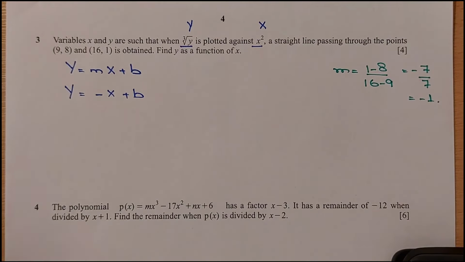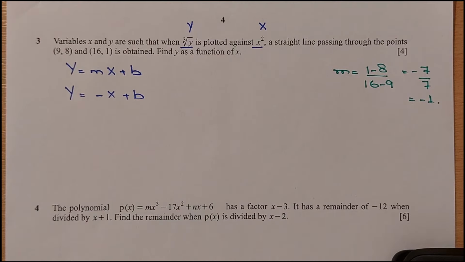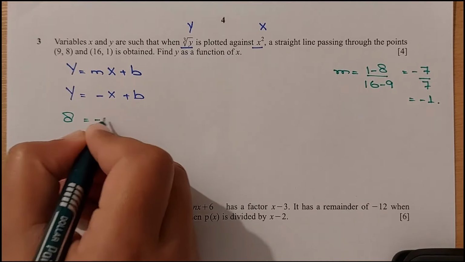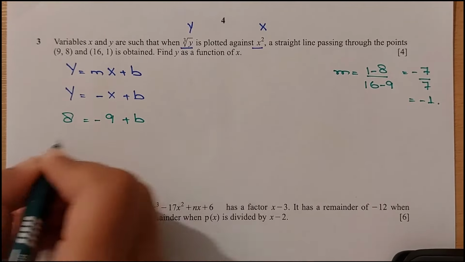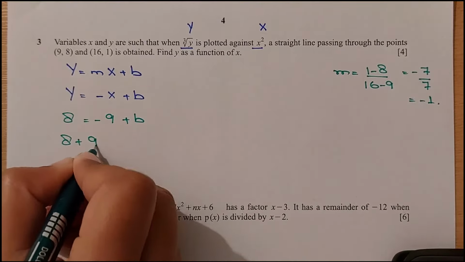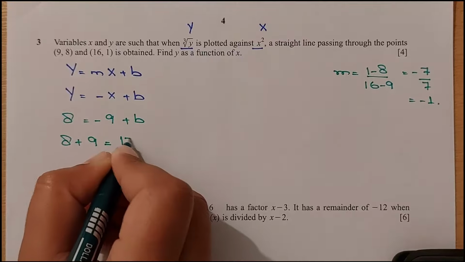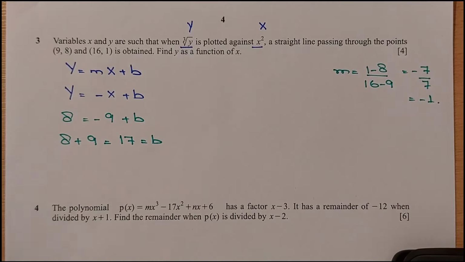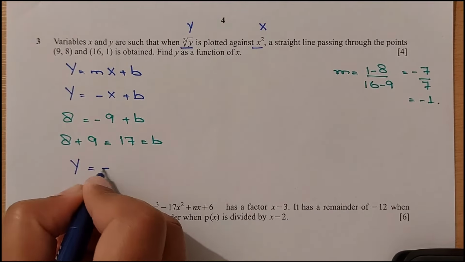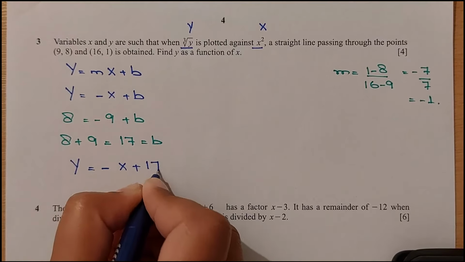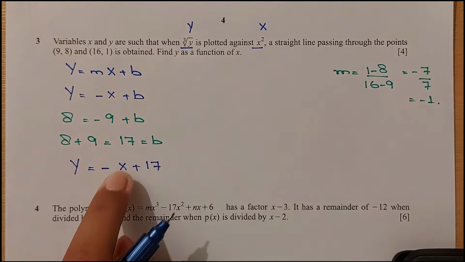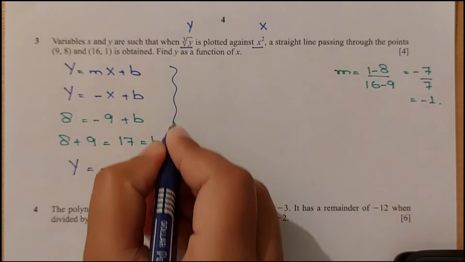And to get the value for b, you can use the first point or the second point. Let me substitute the first point. So we have y is 8 equals minus 9 plus b. So 8 plus 9, that is 17, equals b. Right. So we have the line Y equals minus X plus 17. Now let me substitute the capital Y as cube root of y and capital X with x squared.